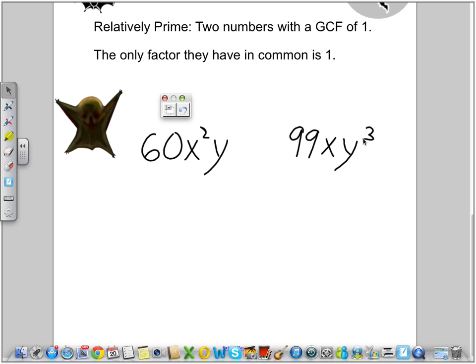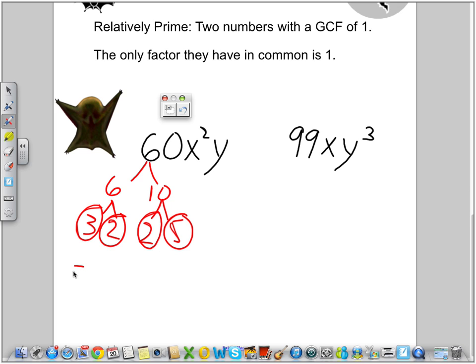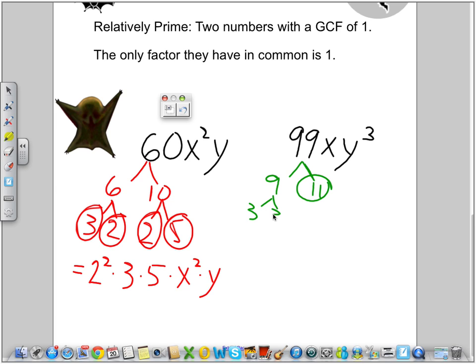Well, the first thing I'm going to do is do their prime factorization. So, here we go. 6 times 10, 3 times 2, 2 times 5. I just do the number portion and I come up with 2 squared times 3 times 5. And I can't forget my variables, times x squared times y. Then I'm going to do 99, and 99 is 9 times 11. 11 is prime. 3 times 3. So I get 3 squared times 11 times x times y to the third.